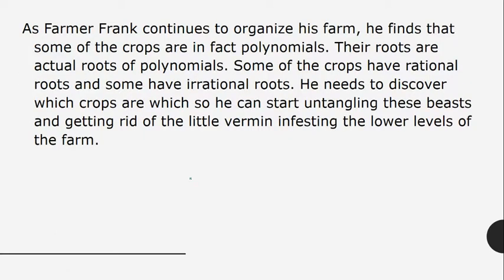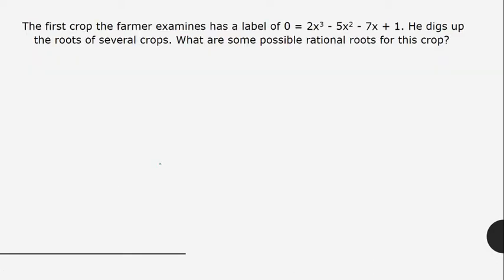As Farmer Frank continues to organize his farm, he finds that some of the crops are in fact polynomials. Their roots are actual roots of polynomials. Some of the crops have rational roots and some have irrational roots. He needs to discover which crops are which so he can start untangling these beasts and getting rid of the little vermin infesting the lower levels of the farm. So the first crop the farmer examines has a label of 0 equals 2x cubed minus 5x squared minus 7x plus 1. He digs up the roots of several crops. What are some possible rational roots for this crop?